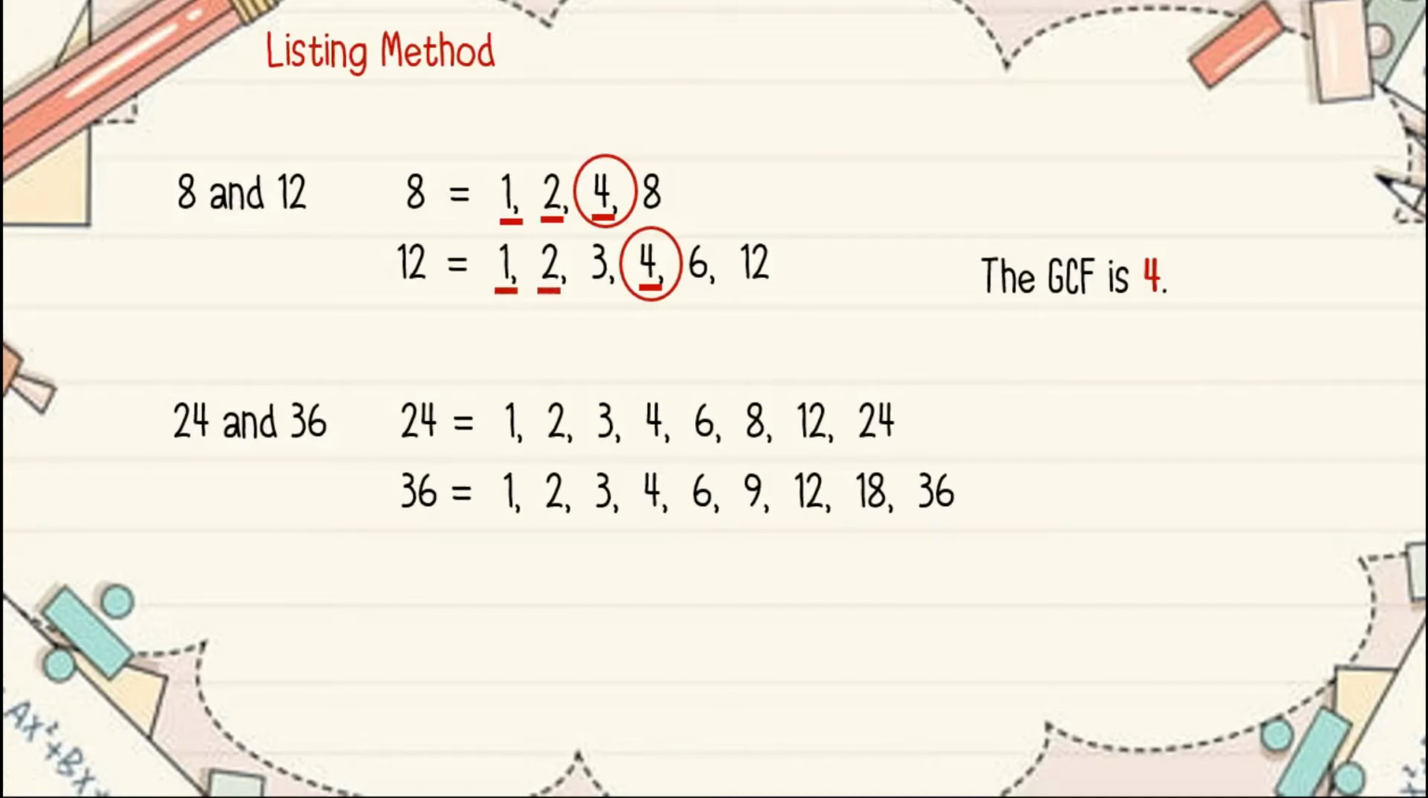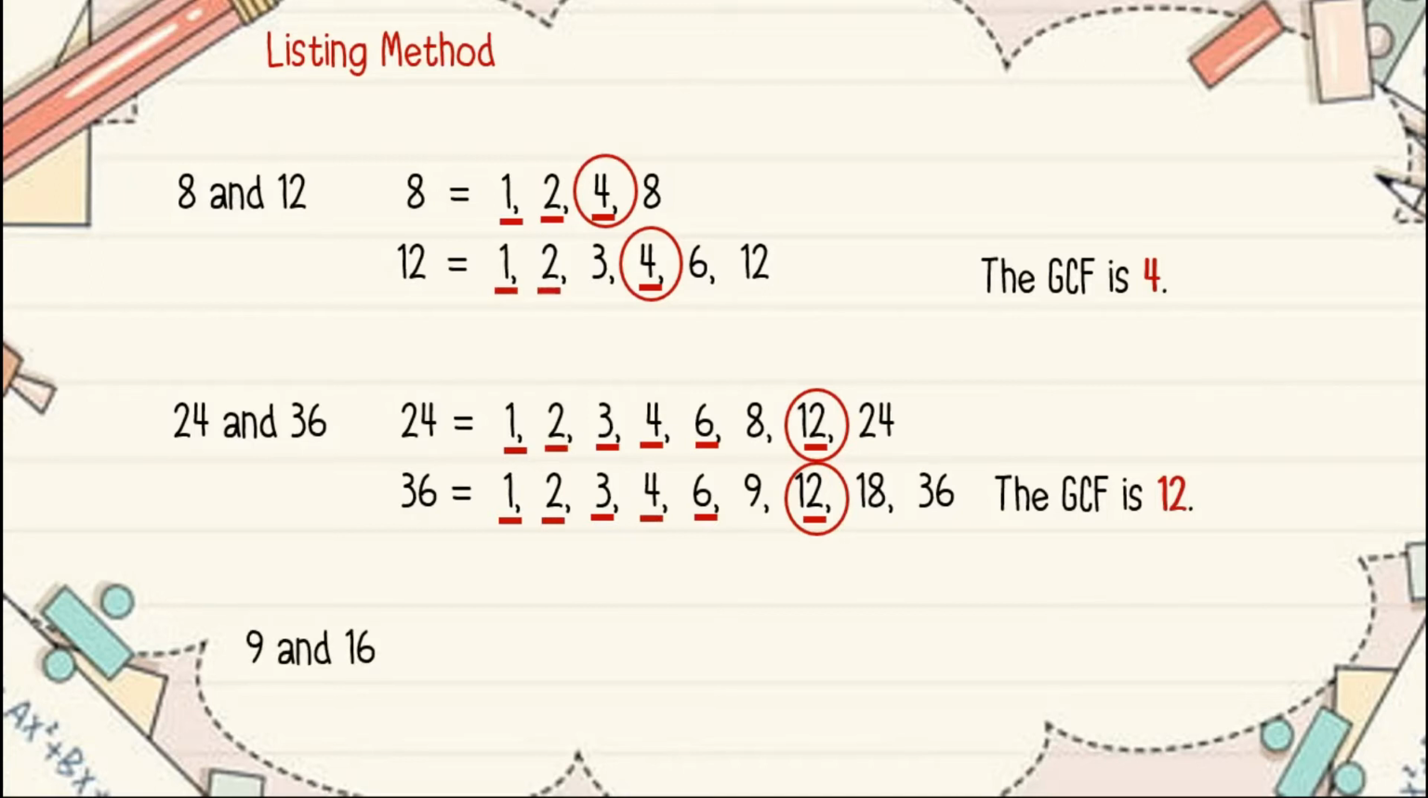So let's have the common factors. We have 1, 2, 3, 4, 6, and 12. Among the common factors, the biggest is 12. Therefore, the GCF of 24 and 36 is 12.